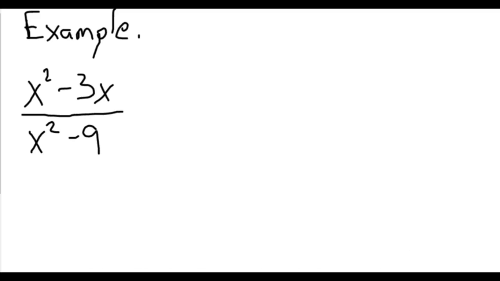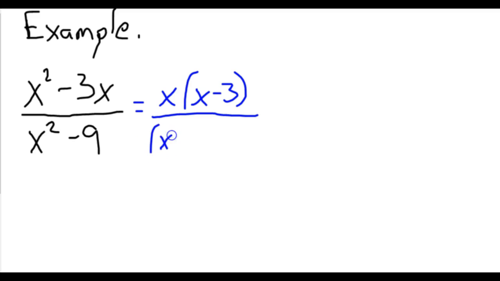Example, we have x squared minus 3x divided by x squared minus 9. So if we try to factor the numerator, look at what those two terms have in common. You should be able to recognize that they have a factor of x. So if we take that out, we're left with x minus 3. The bottom you should recognize is a difference of squares. So that factors into x plus 3 times x minus 3.